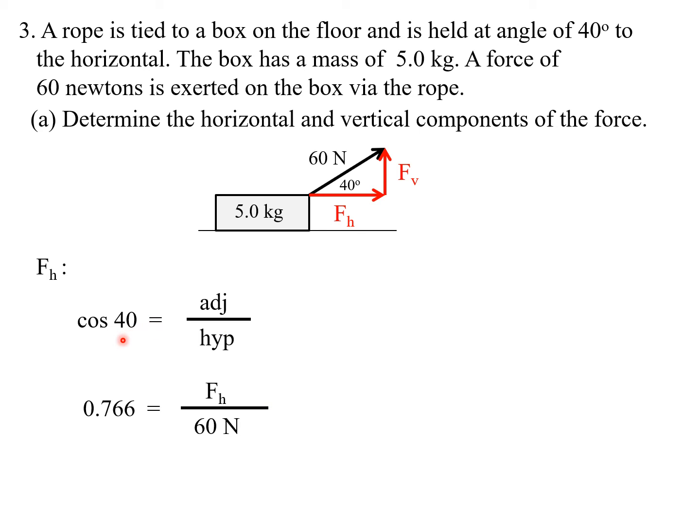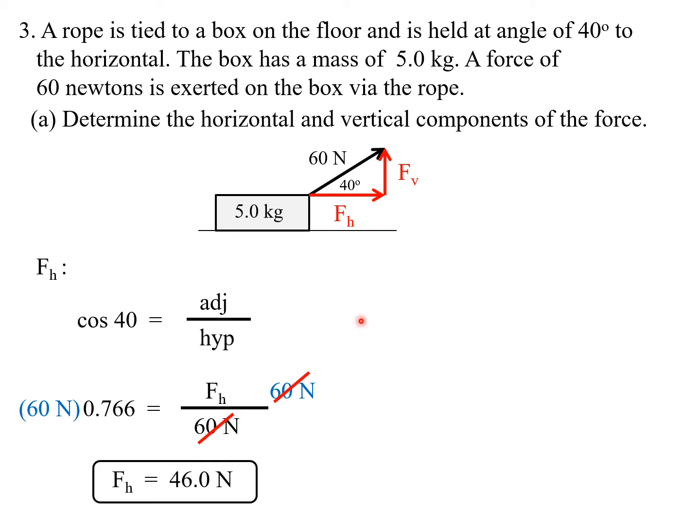My calculator told me that the cosine of 40 is equal to 0.766. Then, after multiplying both sides by 60 newtons, all right, that yields an answer of 46 newtons, 46.0 to the nearest tenth of a newton. Okay, so that's the horizontal component.